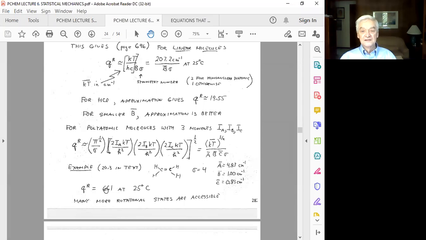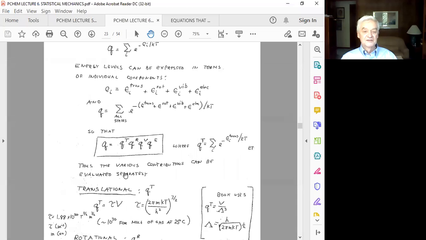So the fact that this number is roughly 30 times bigger than for HCl is indicative of the fact that it's a larger molecule. The rotational levels are a lot closer together. A lot more quantum states are going to be occupied, and hence a larger number.